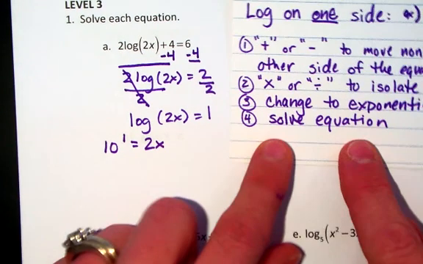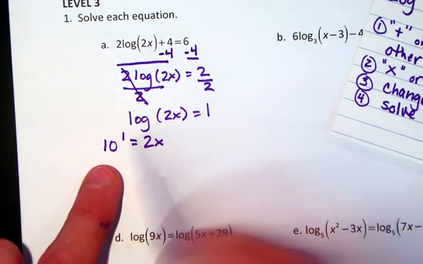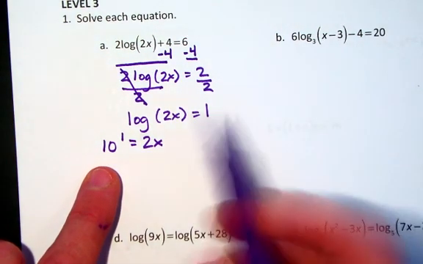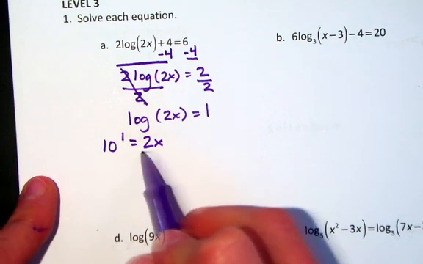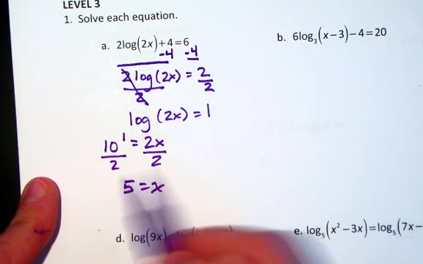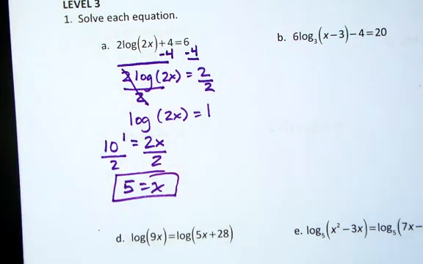And then the last piece is to solve the equation. Well, what is 10 to the first power? Just 10. So this is 10 equals 2x. So how do I get x by itself? And therefore, x equals 5. Done. Crazy. We know it. Wild. Okay. C. So we're going to jump around.